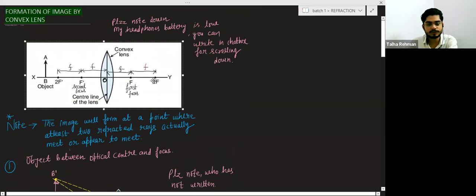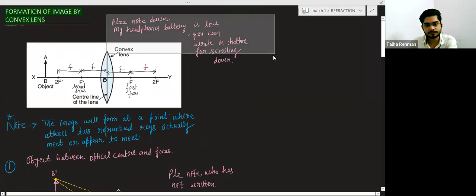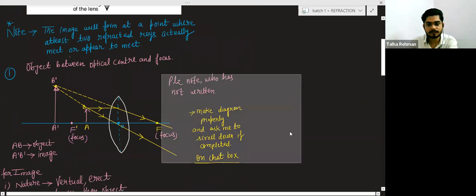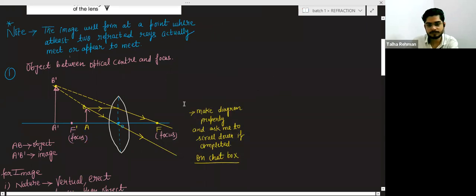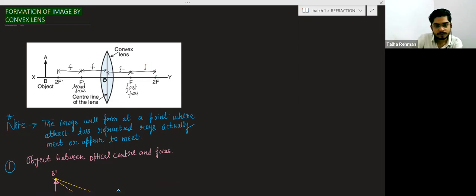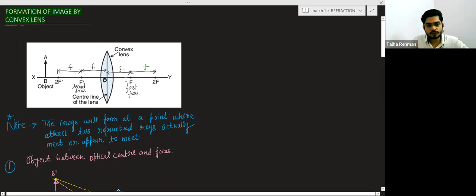So this is the convex lens. All of you can see here. Just wait a minute. This is the convex lens and this is the optical center. This is the first focus. The first focus is situated at a distance of small f. I am taking another distance which is again small f. So the distance from O to F is small f, and from F to F dash is also small f. The same you can take on the left hand side of the lens.